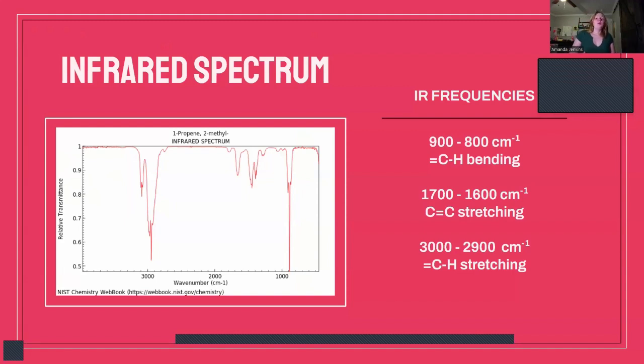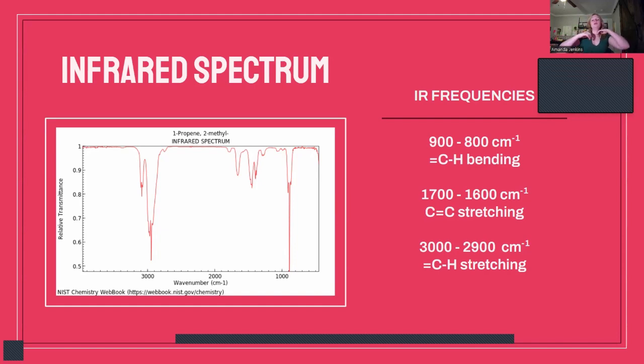If we move on to infrared spectrum, however, we can see the IR frequencies based on this graph. I identified some major areas where it was spiking in relative transmissions. So we see around 900 to 800 centimeters inverse, we kind of get this carbon double bonded hydrogen bending, and that's going to be your in and out of plane bending that occurs when molecules are conflicting with each other.